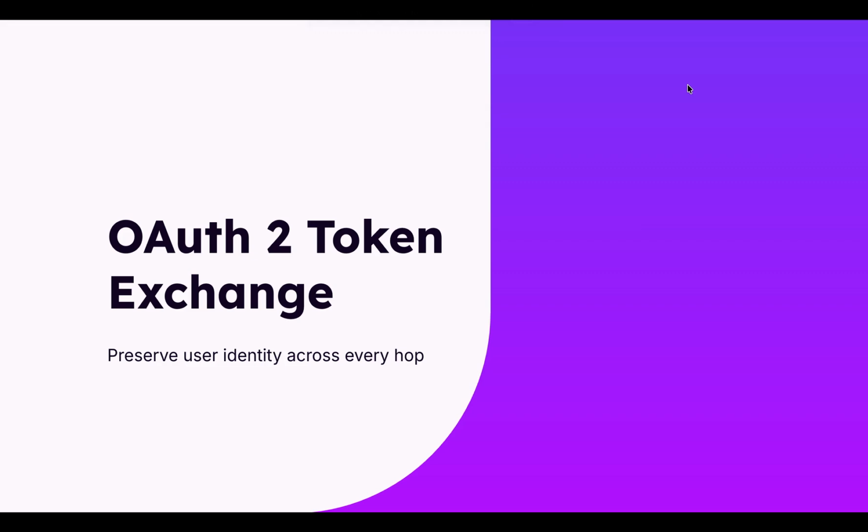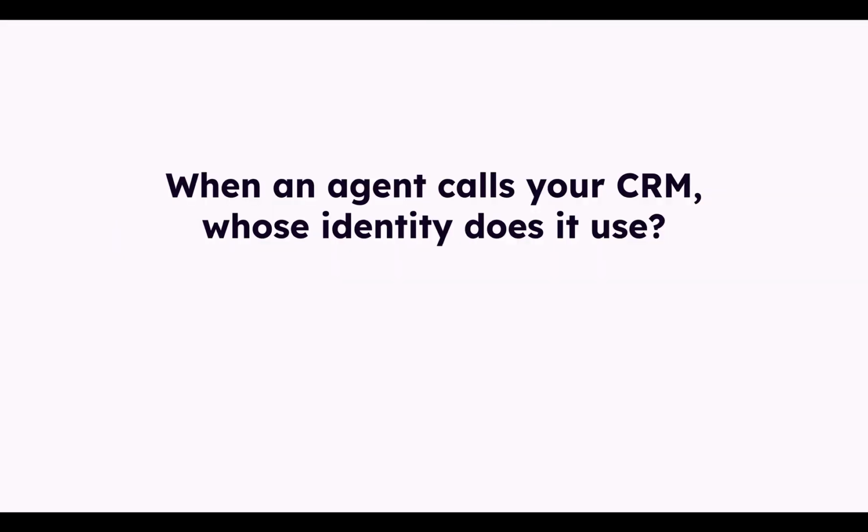So, if you have an agent, assume you have an agent, acting on your behalf, and it autonomously decides it wants to call your CRM system to complete a task. Whose identity does that agent use, and how does it use it?